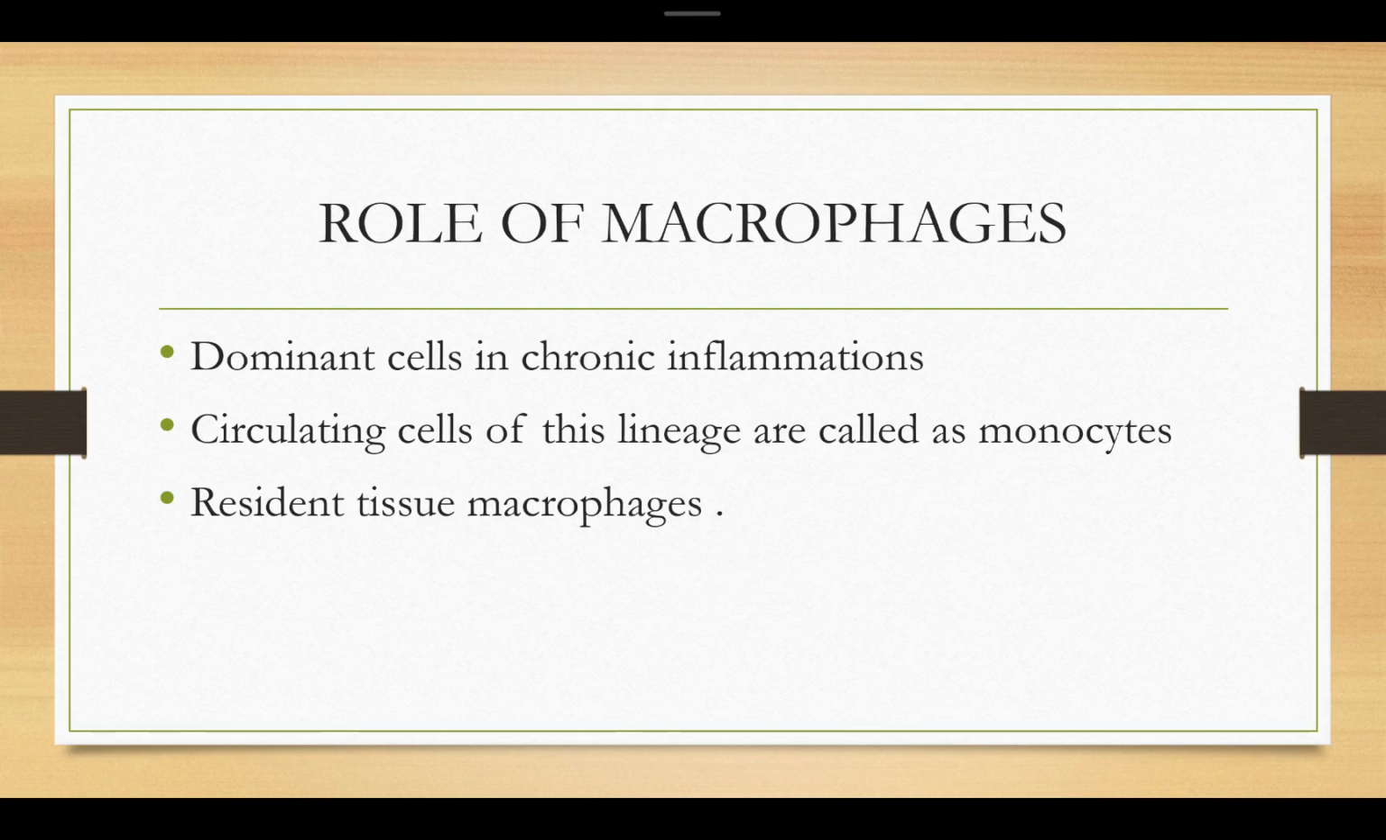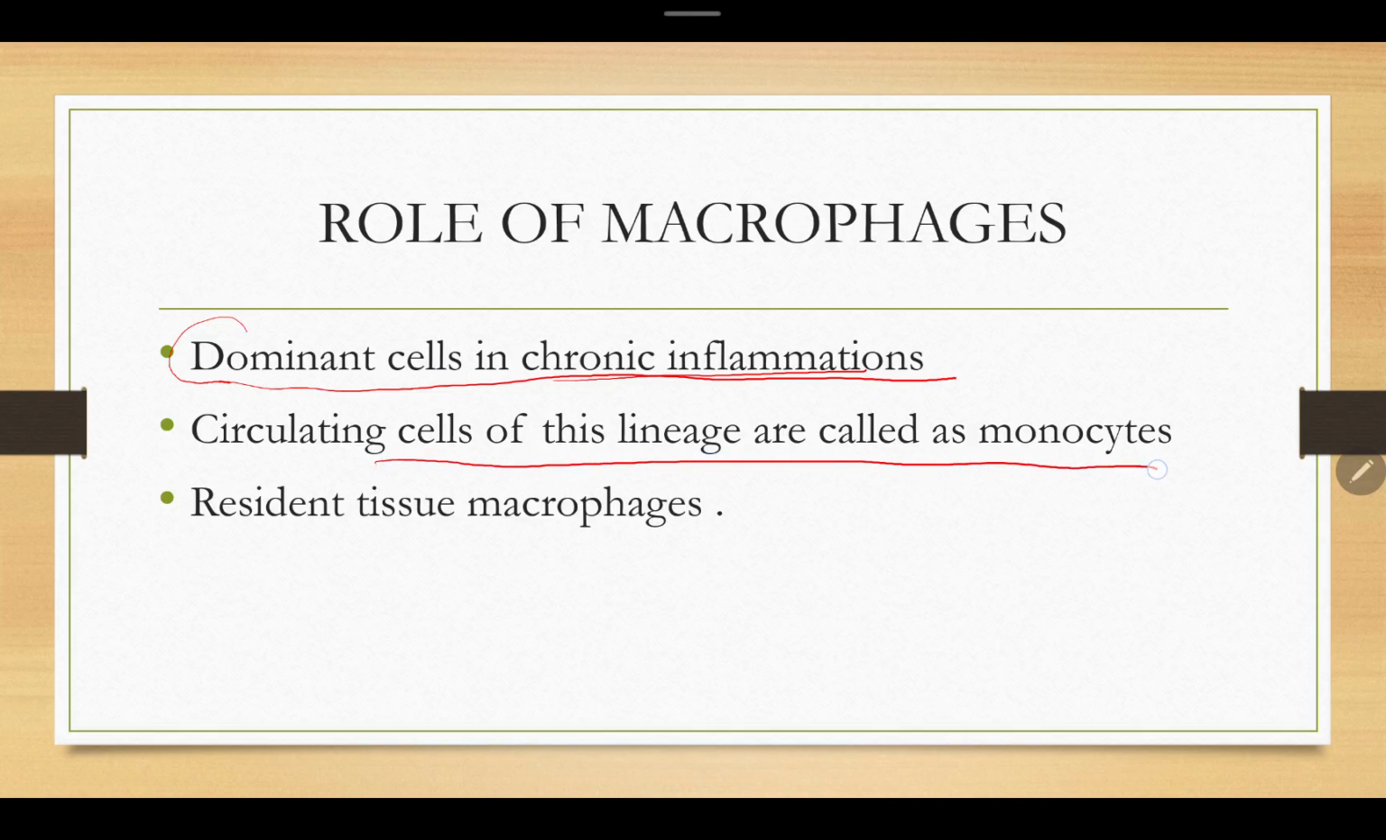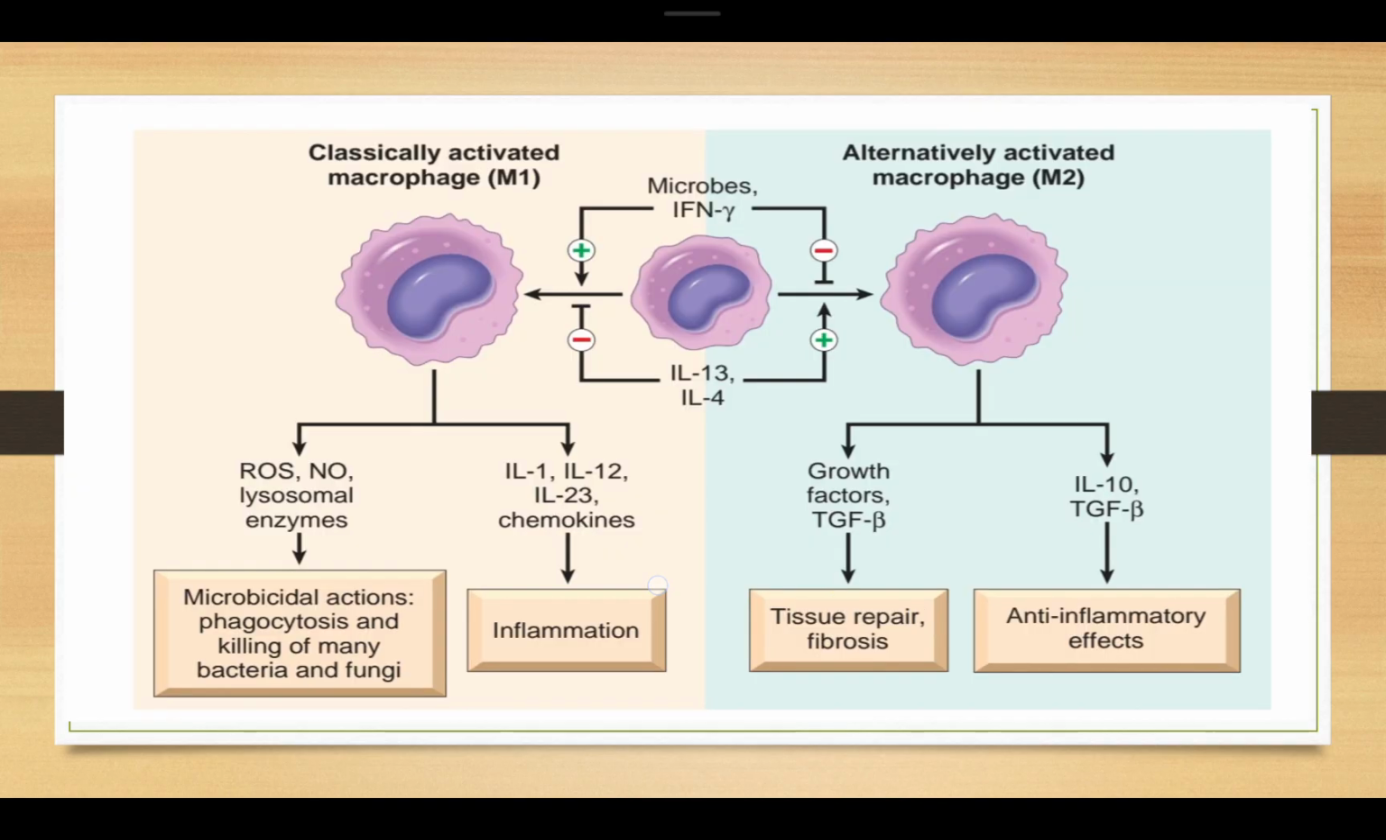Next, what is the role of macrophages? Macrophages act as the dominant cell in chronic inflammation. The circulating cells of this lineage are called monocytes, and the others are called resident tissue macrophages. Out of these macrophages, certain cells get involved in circulation. These are called monocytes, and the rest are resident tissue macrophages. So two types of macrophages will be there.